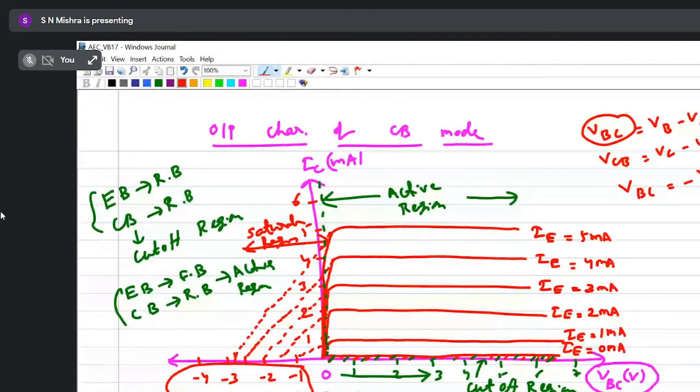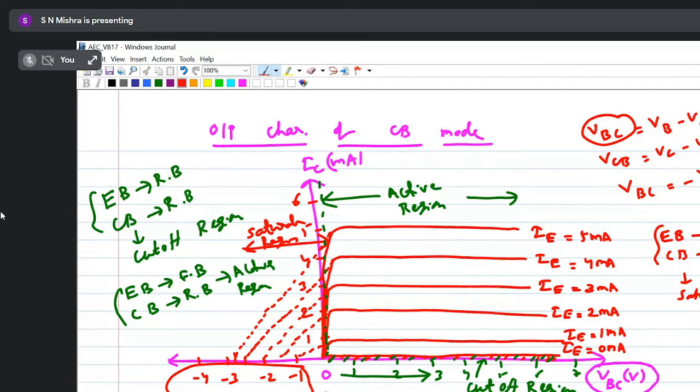So for the saturation region, the emitter base junction is forward biased, and the collector base junction is also forward biased. Then this is called saturation. Yes or no? So three regions we have seen. Cutoff region: emitter base junction is reverse biased, collector base junction is reverse biased. Active region: emitter base forward biased, collector base junction reverse biased. Saturation: both are forward biased.